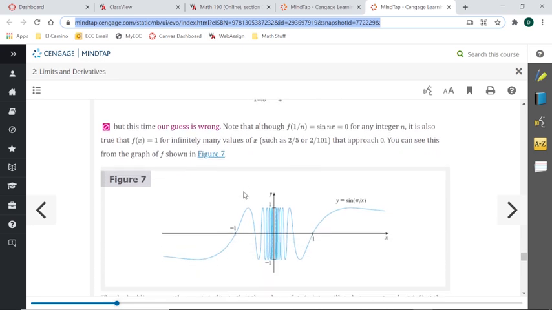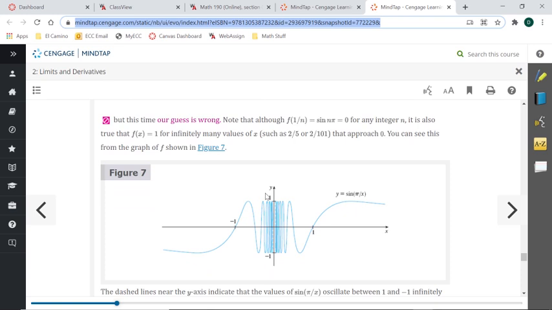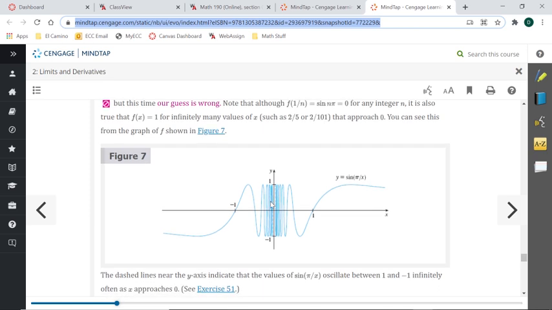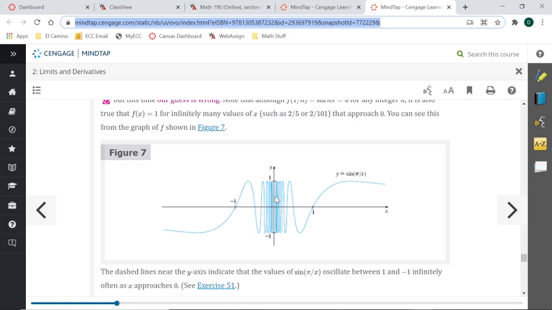But they say, well, let's take a look at the graph. Here's the graph of the sine of pi over x. And what's happening as x is approaching 0? This thing is oscillating very, very fast, and it's getting more and more close together. Very dense right there. And is it approaching 0? The answer is no, it's oscillating very, very rapidly as it gets close to 0.